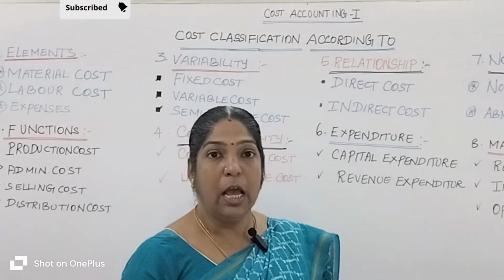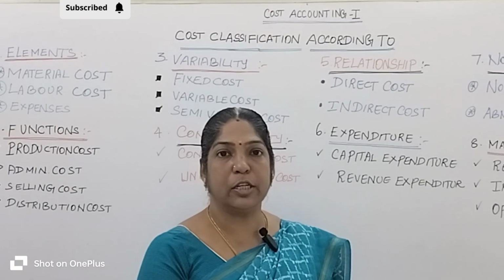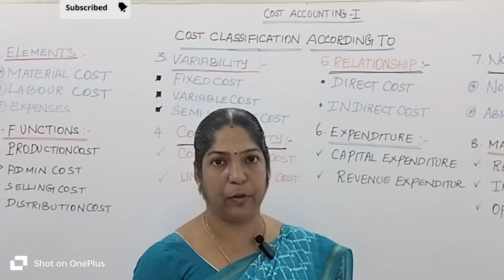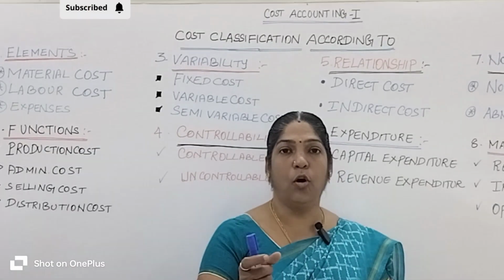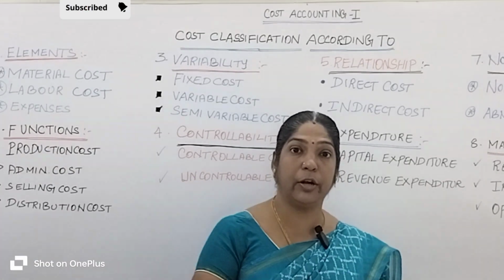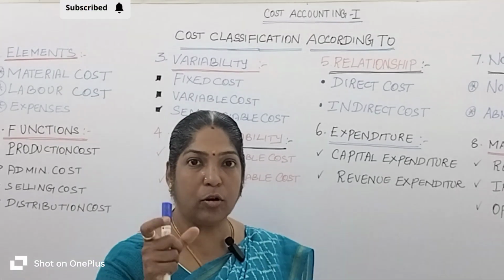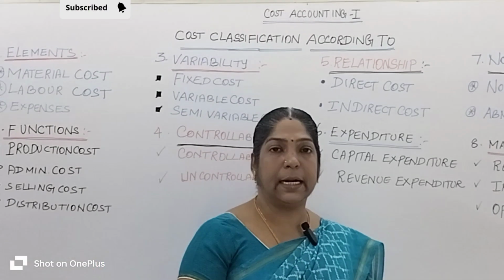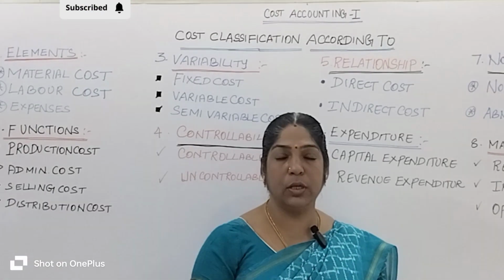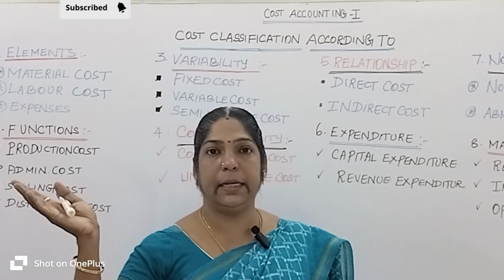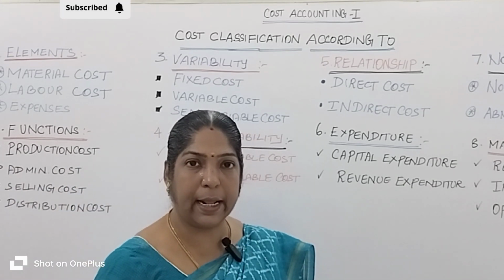Indirect cost means it is not directly tracked to a specific product or cost. The other name for indirect cost is overheads. Another name for indirect cost is common cost. What is meant by common cost? Common cost includes many activities. Let's take for example, in a bakery, the electricity used for lighting the entire shop. It is called an indirect cost.